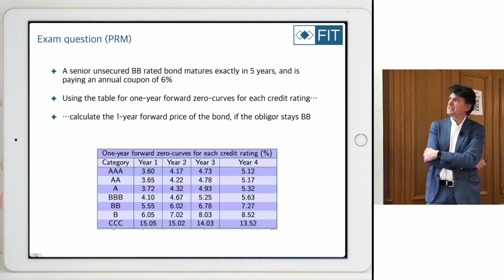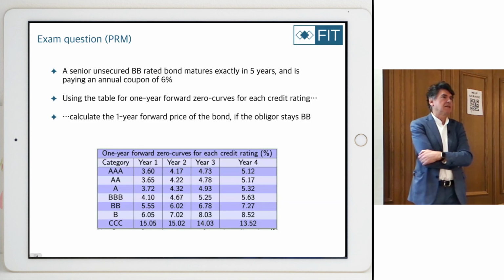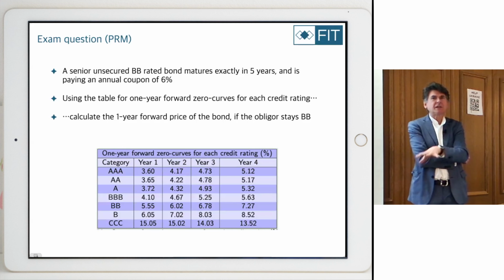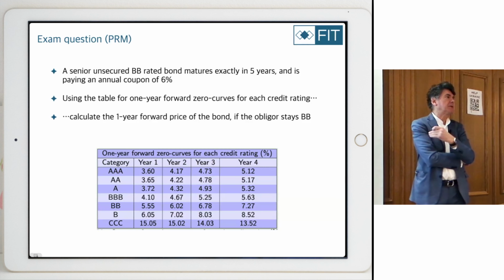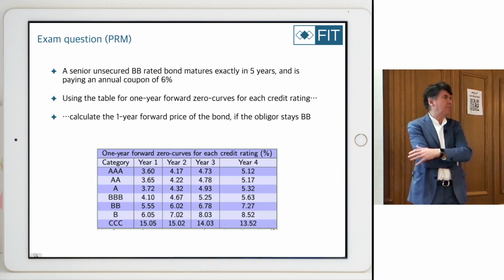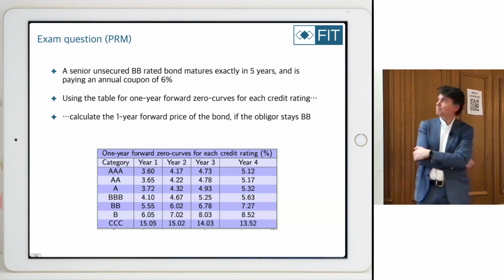Okay? Have a senior unsecured double B rated bond. What does that mean? Senior means what? Means that it's the first bond to be paid in the case of bankruptcy. It's just something that we will see in detail next week. We can ignore it today. Unsecured means that if there's default, there's no recovery. It's coming up a little bit later this morning, okay? We can ignore it. Matures in 5 years.